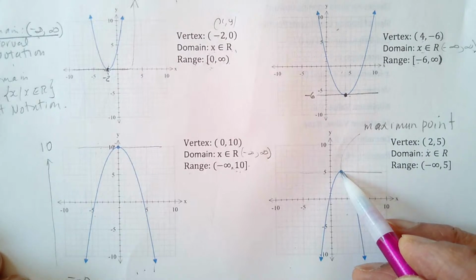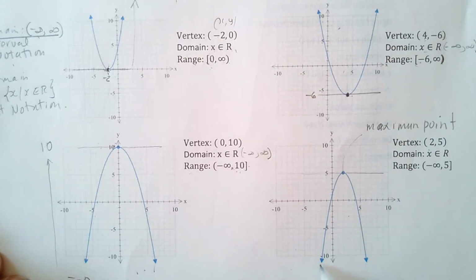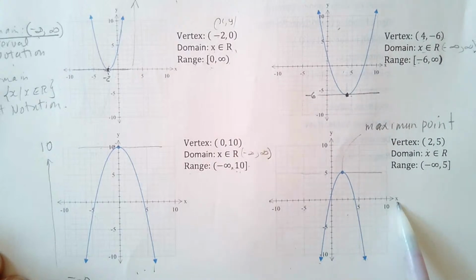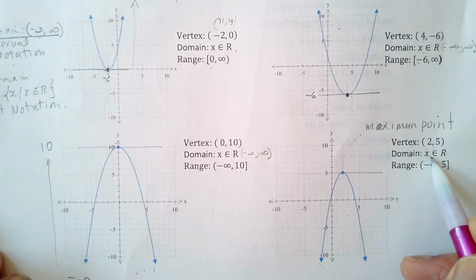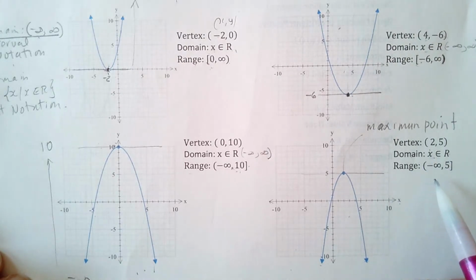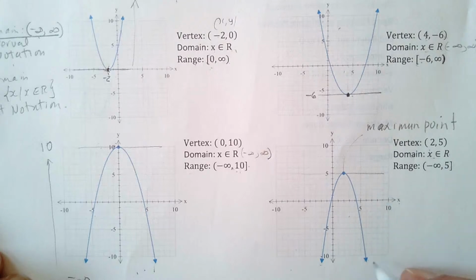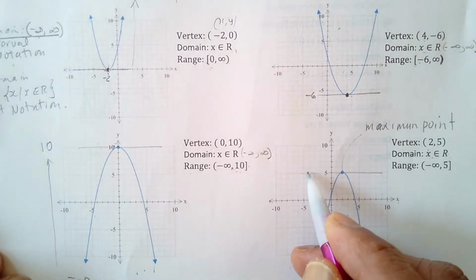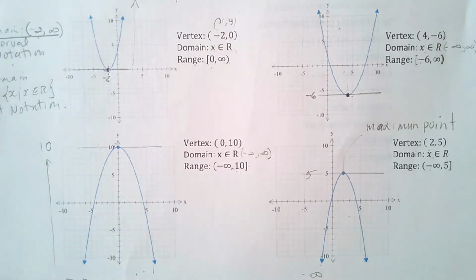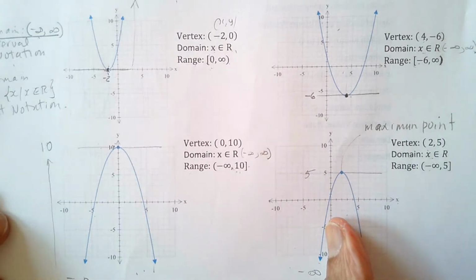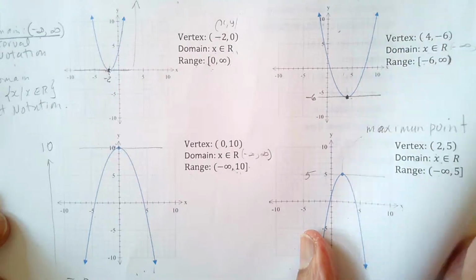So our domain is still all the real numbers, because as long as you get these arrowheads pointing, it's going to infinity, which is negative this way. So it's going from negative infinity to positive infinity, or all the real numbers. Okay. This is what we call the set notation. The range, on the other hand, is from negative infinity going up to 5. So negative infinity to 5. Okay.